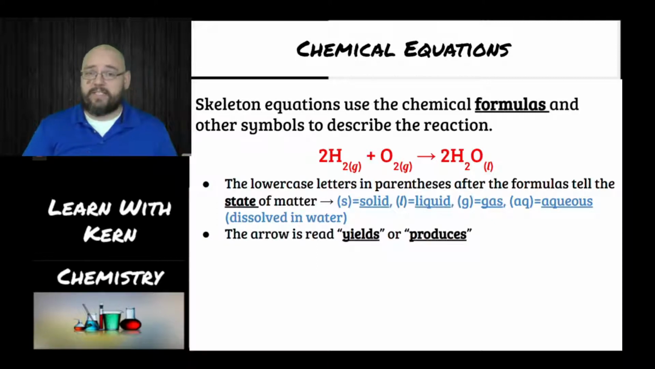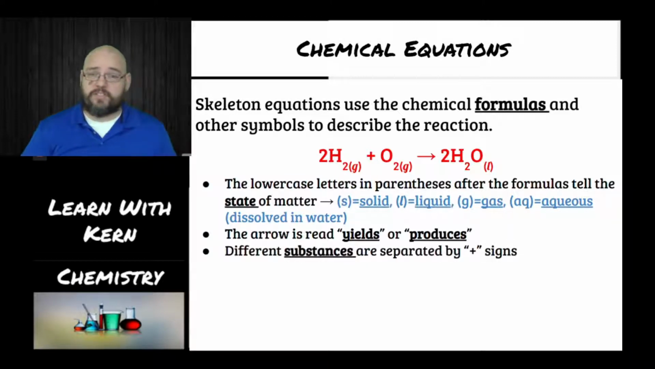The arrow is read as either yields or produces. So hydrogen plus oxygen yields, or hydrogen plus oxygen produces water. Now, different substances are separated by plus signs. If hydrogen and oxygen are combined together, notice on the right side we have H2O. There's not a plus sign between them, which means they're all one compound, one substance combined together. They are their own thing. Whereas on the left side, in the reactant side, we have H2 plus O2. So we have a separation of substances, and we separate them using plus signs.